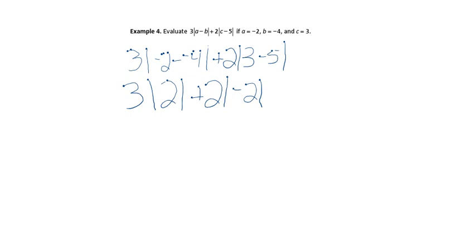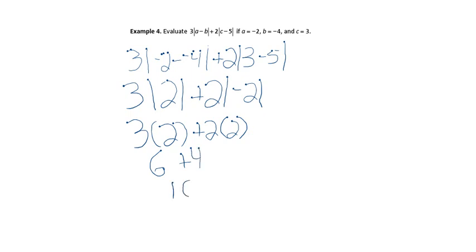Absolute values make you turn those numbers into positive numbers. So this is going to be a +2. And then this -2 will become positive. And the absolute value with the number in front of it represents multiplication. That's why I rewrote it as multiplication. So 3 times 2 gets me 6. 2 times 2 gets me 4. And then finally, our 6 plus 4 is going to get me 10. So that's it for our order of operation lesson.